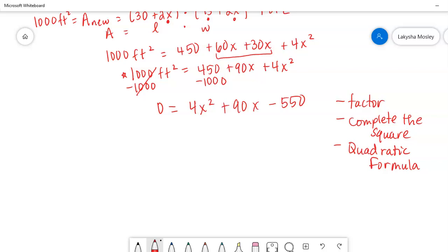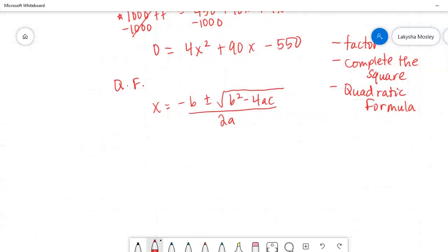In this case, on the answer key, from what I see, they're basically just factored. And everybody has different ways of factoring. I'm going to use the quadratic formula real quick, just to kind of change it up. So we got x is equal to negative b plus minus square root b squared minus 4ac all divided by 2a. Again, right here, my a is 4, my b is 90, my c is negative 550.